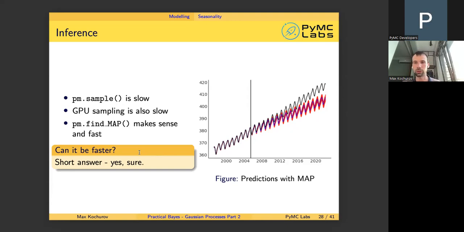But let's find out how we can use Gaussian processes more effectively in practice. So in order to use them, we need to make them faster. And can we do that? Sure.